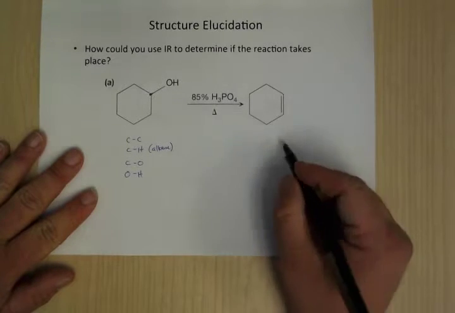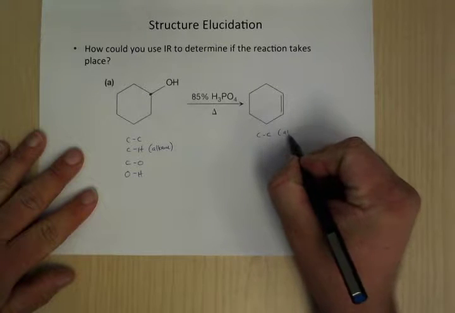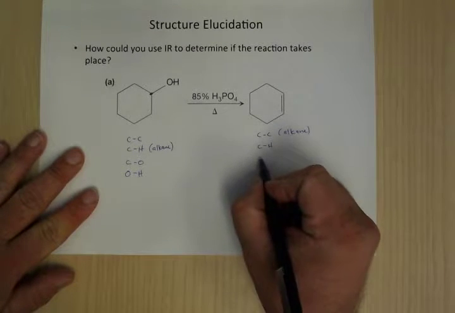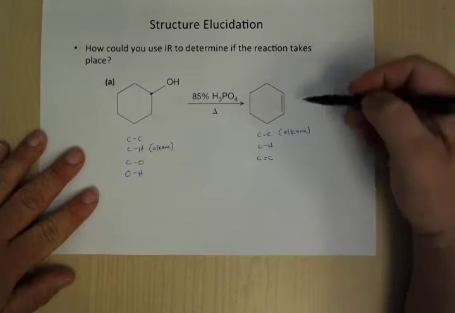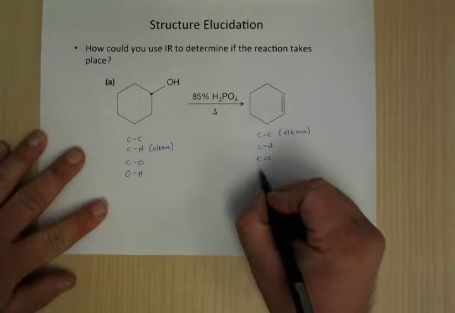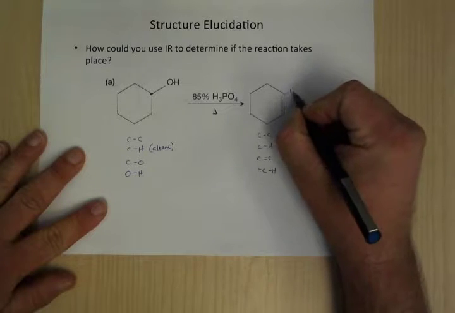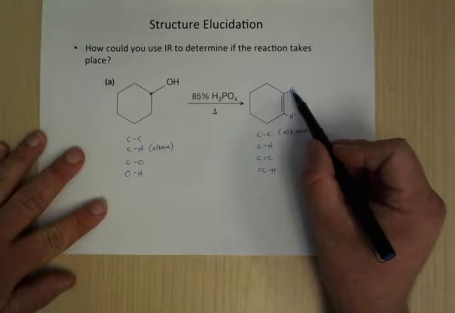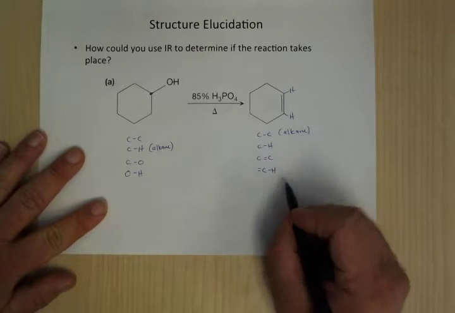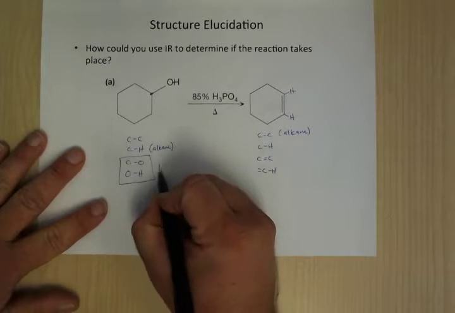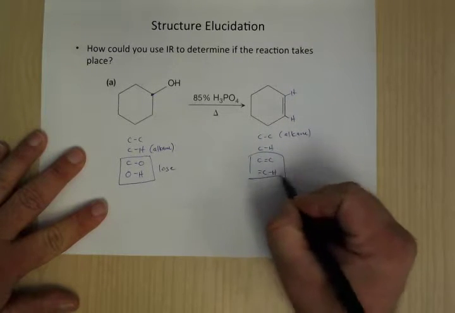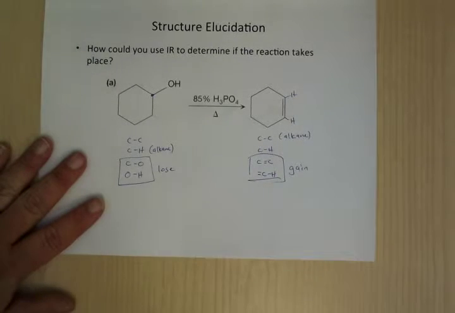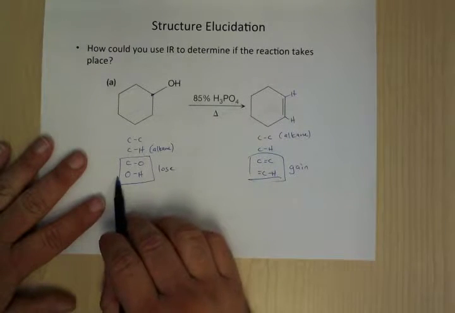Now over here, what would we have? Well, we always have the CC alkane and the CH peaks. But now we have the alkene peaks, as well as these hydrogens that are coming off of that alkene, right? So you would have these as well. So what's going to happen is you're going to lose these and you're going to gain these. If you were to take samples as this reaction goes along, you're going to start losing these peaks.